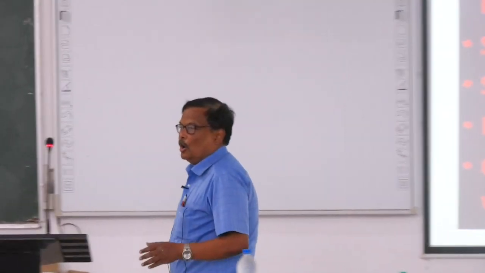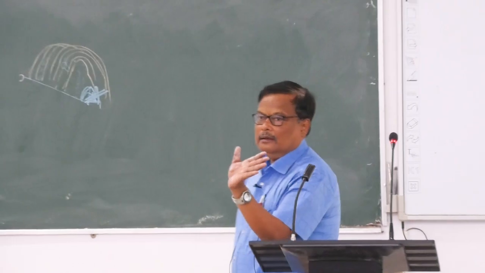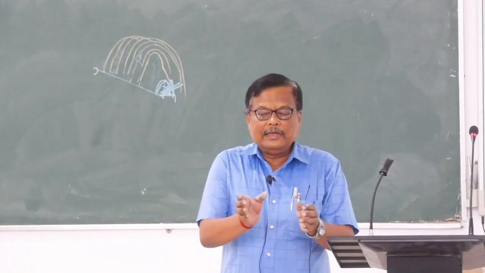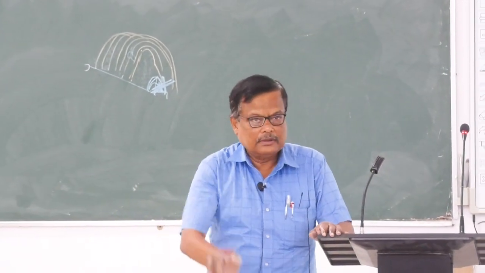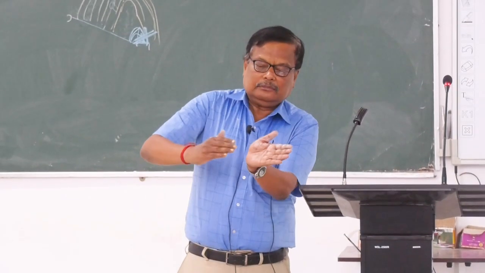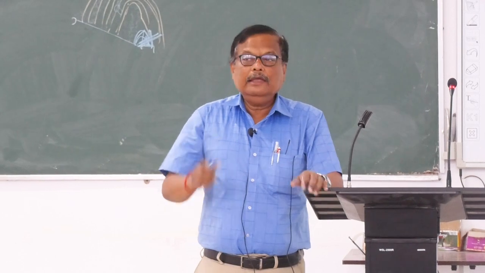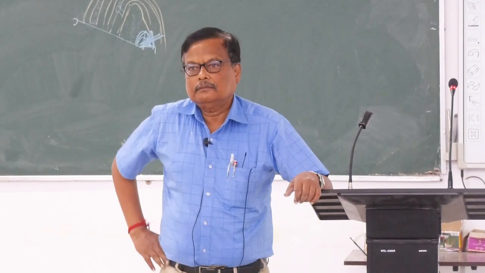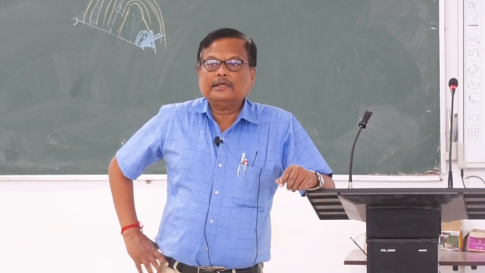Number 1, obliquity of the inguinal canal. Oblique. If the inguinal canal is straight, easily there is a hernia. But oblique, there is trouble. In newborn, listen carefully, inguinal canal is straight.